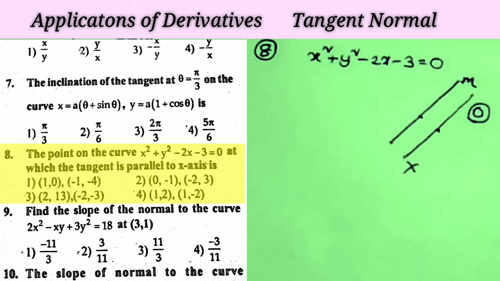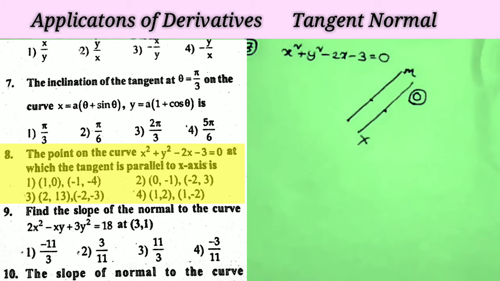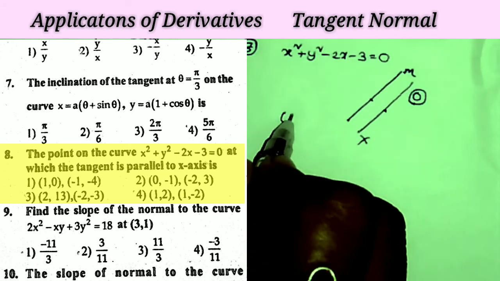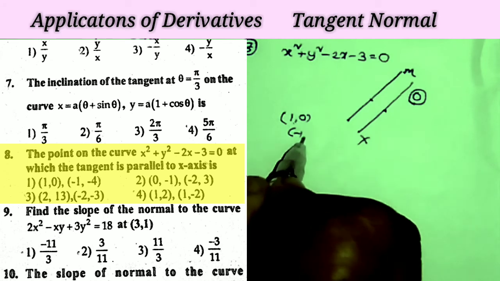And the second method is direct point verification. Just from the options directly taking the answer, points verification. From the verification we can tell the answer directly. Okay, taking the first option. What is the first option? (1, 0), (-1, -4).